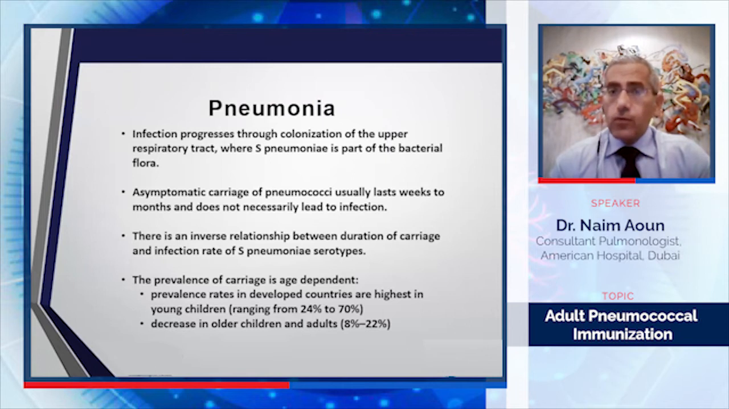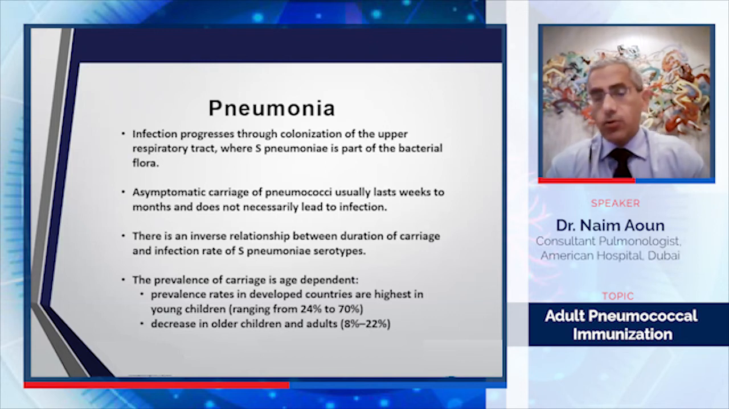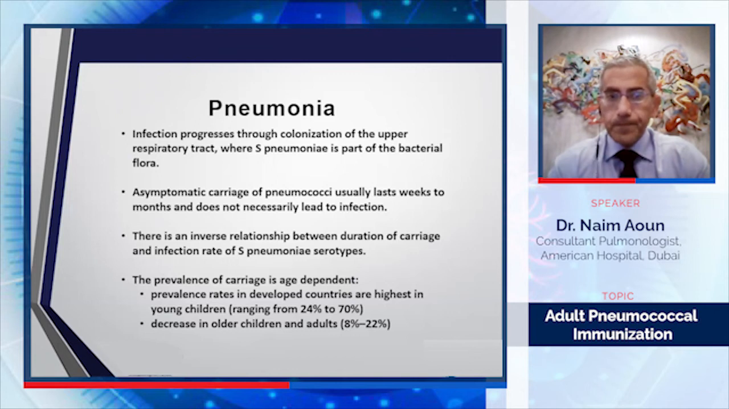Asymptomatic carriage of pneumococci usually lasts weeks to months and does not necessarily lead to infection. So not everybody who has it in their throat will have an infection, and this is even more common in children. There's an inverse relationship between duration of carriage and infection rate of Streptococcus pneumoniae serotypes, meaning the longer those kids carry it, the less likely it is for them to have an infection from it. But of course, they are more likely to transmit it to somebody else, their parents, their grandparents, or their peers at school. So again, prevalence of carriage is age dependent.